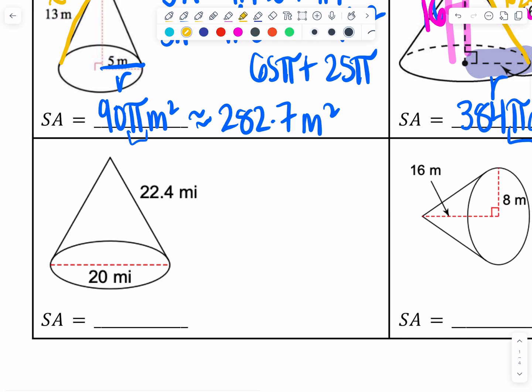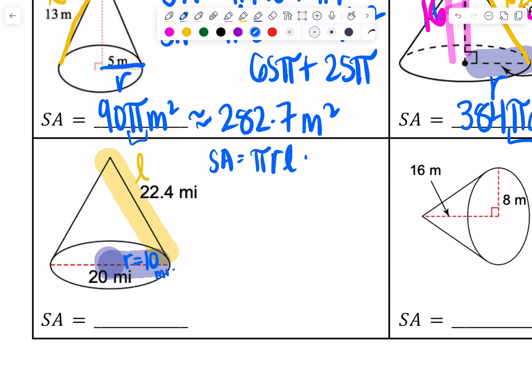Again, I've got the slant height that I need here, so thankfully that's already there. No Pythagorean theorem required on this one, but I do need to find my radius. So right now I have a diameter, so what does that mean about the radius? My radius is going to be 10 miles, okay? So when I do surface area equals pi RL plus pi r squared, I already have everything I need.